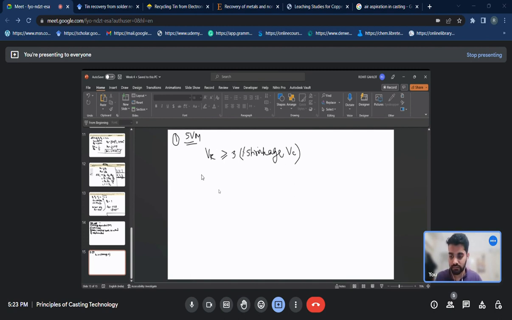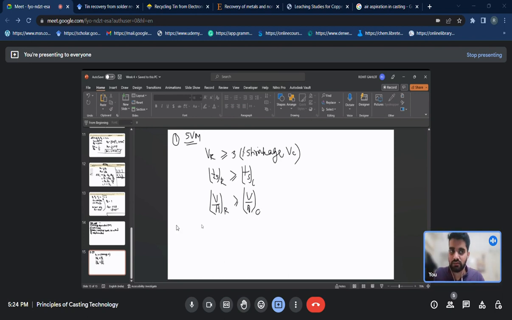And another thing is the solidification time of the riser. It should be greater than or equal to the solidification time of the casting. So the riser should solidify after the casting. Then only it can give the melt; the melt can flow from the riser to the casting. So we can write this as the solidification time of the riser, V by A of the riser, should be greater than or equal to V by A of the casting.